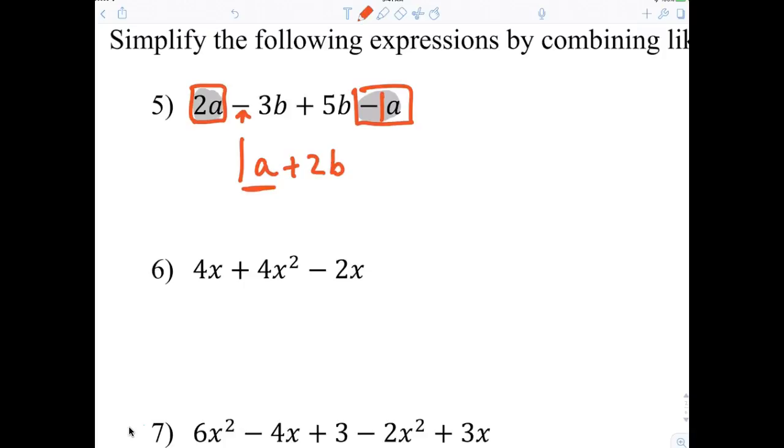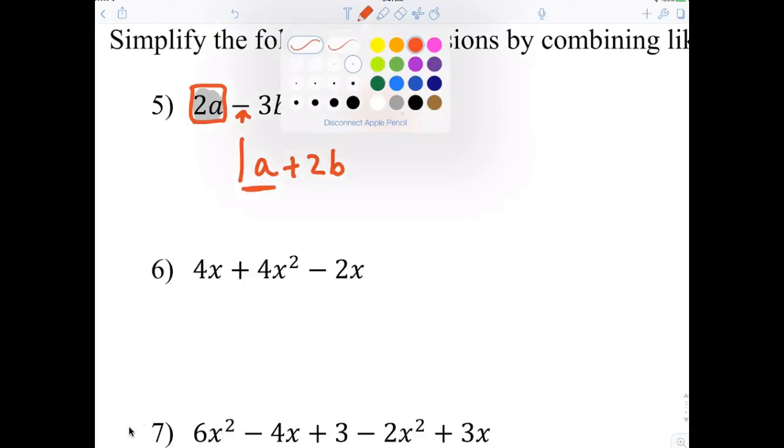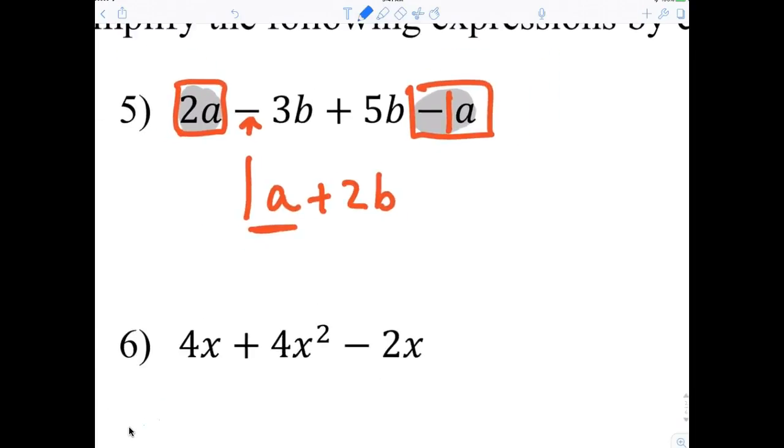Now watch. What I'm trying to show you is where kids make a mistake. This is negative 3 plus 5. What's negative 3 plus 5, Gavin? There you go, perfect. You said it exactly right. Now, can you combine those terms right there? No, because one's an a and one's a b.